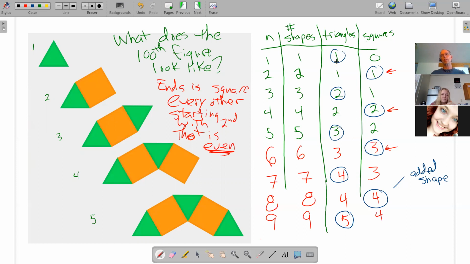Now, this is interesting here because we have these repeated numbers. Okay, so what are some things we know if we wanted to come up with some formulas? One formula is the number of shapes. That's just n. That's super easy. That's not hard. But identifying how many triangles and how many squares there are, that's a little harder.